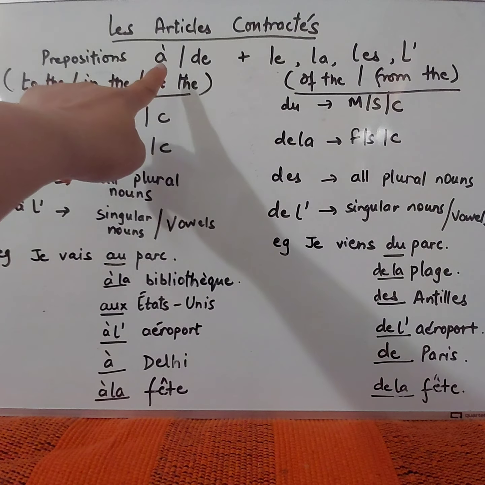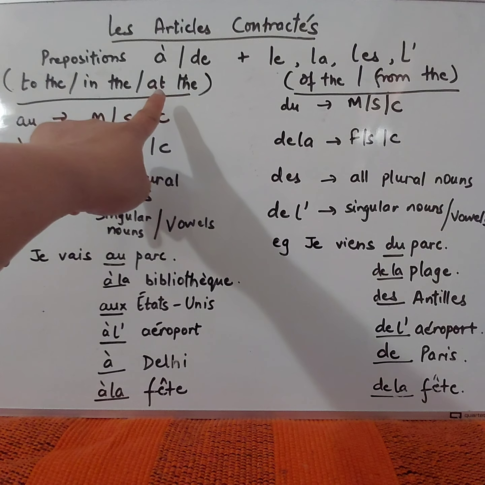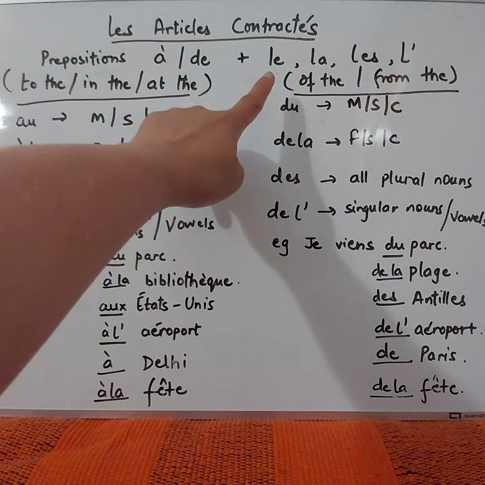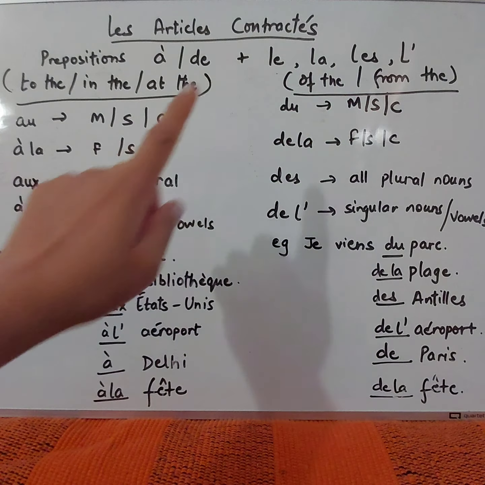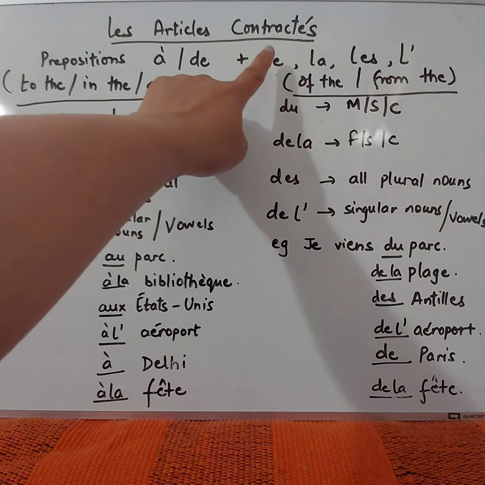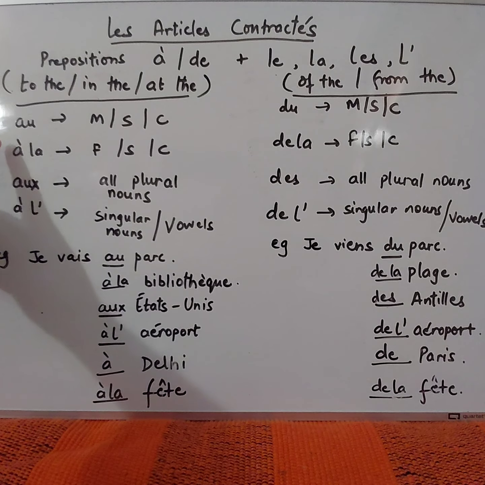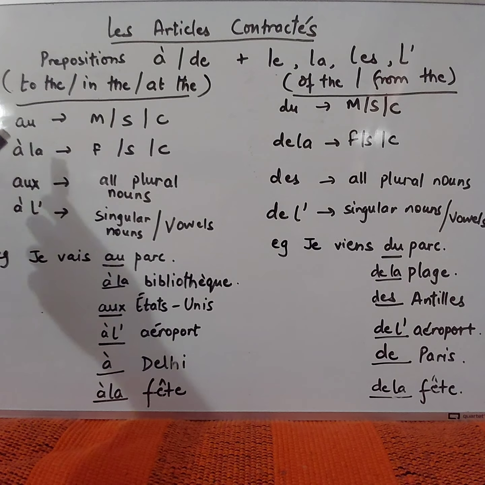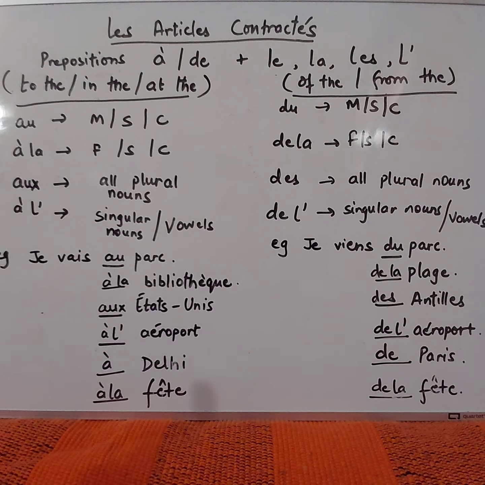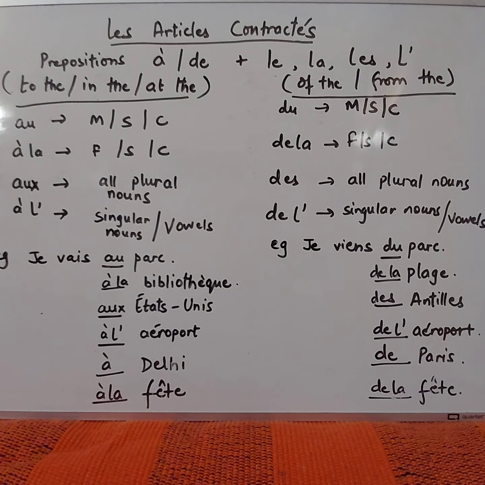Now, preposition à, as you know, means to, in, or at in English. However, preposition de in English means of or from, right? So when the preposition à combines with the definite articles le, la, les, l', we get the contracted articles au, à la, aux, à l', right?